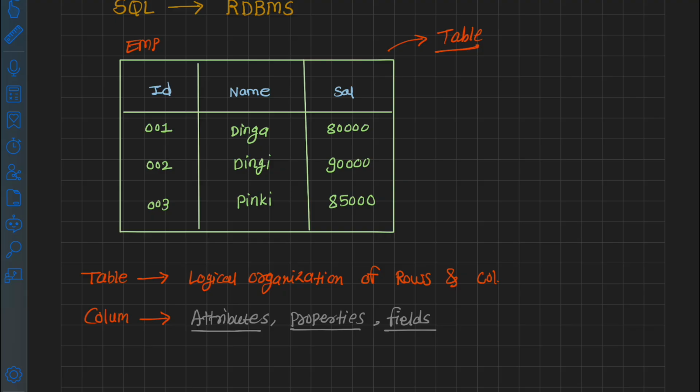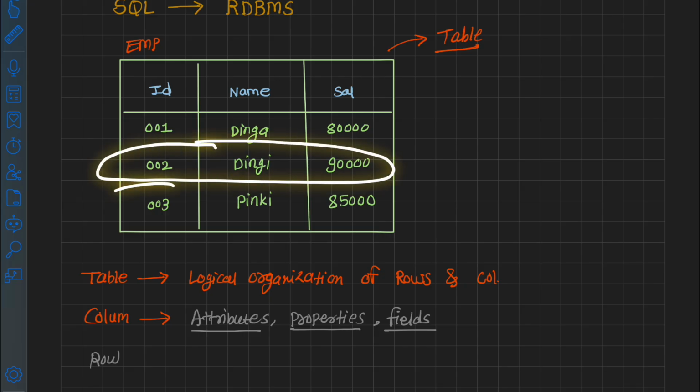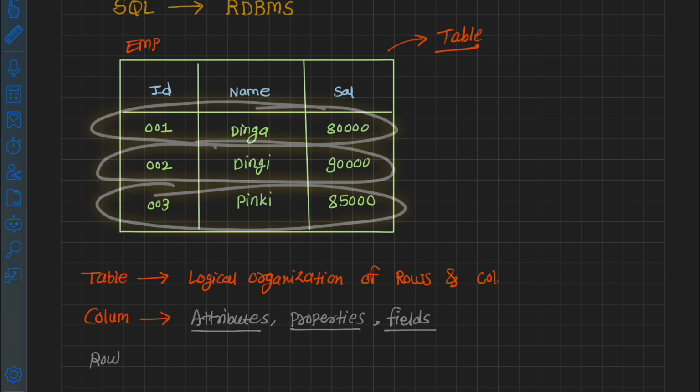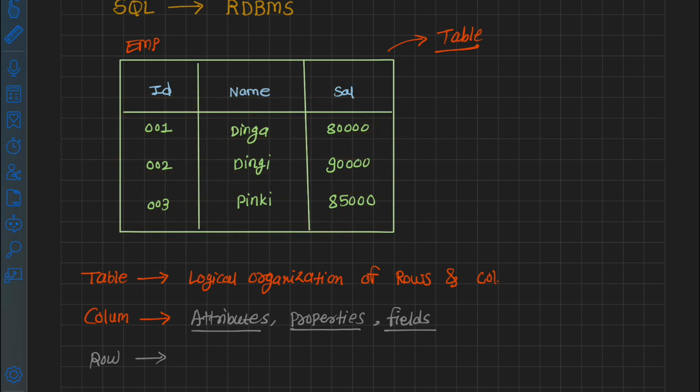After that, what is meant by row? This is a row, and this is a row. A row is also known as records or tuples. And what is the definition of a row? It is used to represent a particular entity from the table. These are the definitions of table, column and rows.